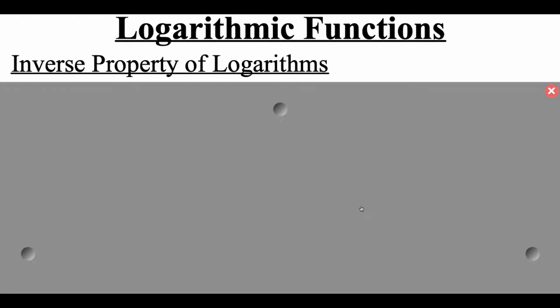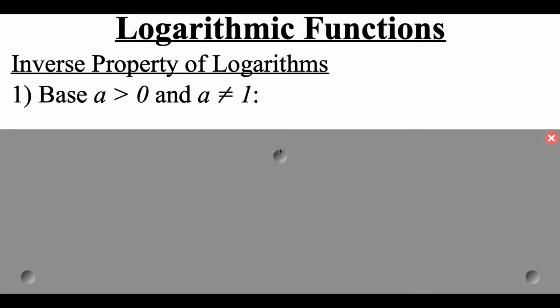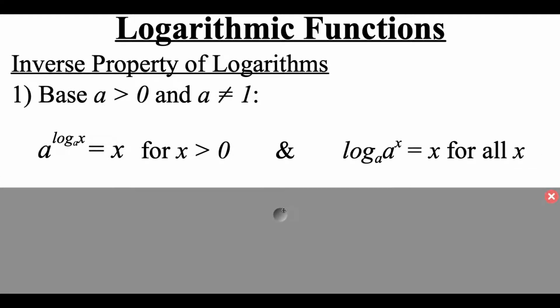Now, there are a few different properties that we're going to be looking at for logarithms, and the first one is just the inverse property. This deals with the fact that exponentials and logarithms are inverses of each other. So for base a greater than 0, as long as a is not equal to 1, if you have an exponential function, base a raised to the power of log base a of x, because that a exponential and log base a are inverses of each other, they would cancel each other out, leaving you with just x as your answer for x values that are greater than 0.